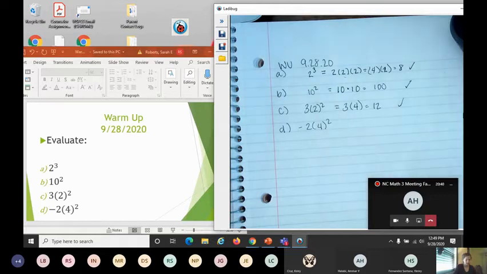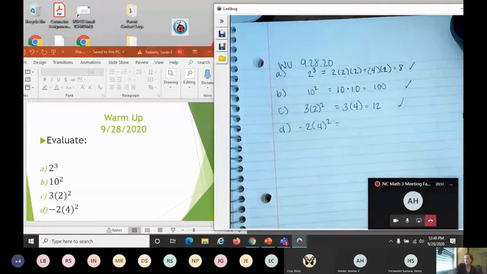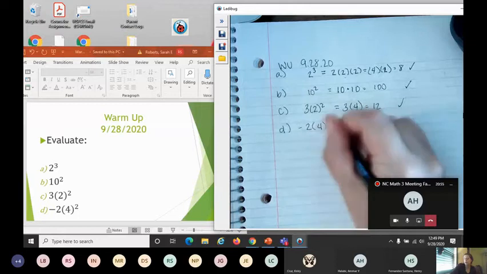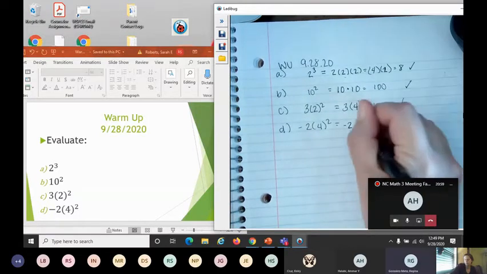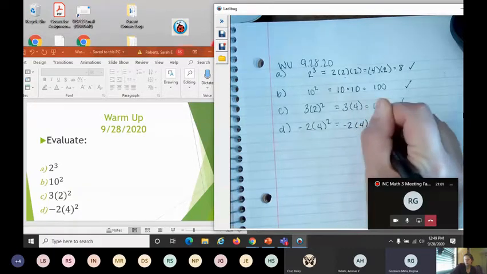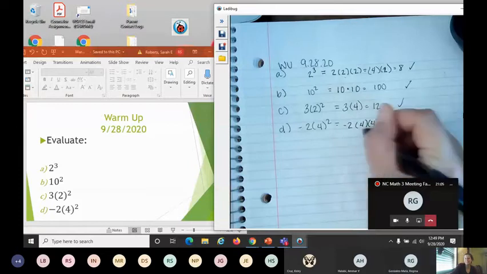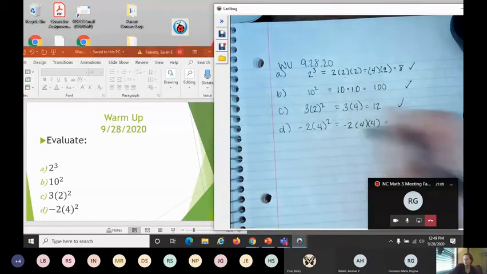All right, and then let's see. Regina, are you here? Yes. All right, Regina, will you do this last one with me? Sure. So we have -2 first, and then what does 4 squared represent? 4, 4, and then the 2 times, which is 4. 4 2 times? Yeah, 4 2 times. So 4 times 4. Good. And then what's -2 times 4?